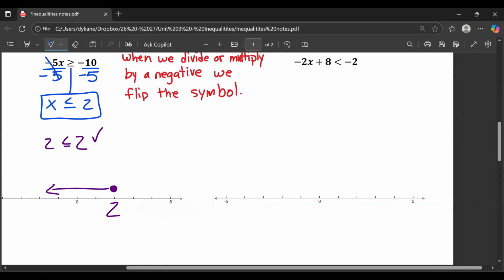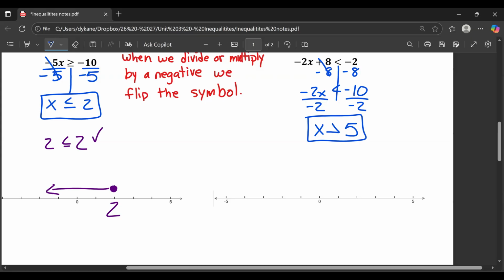So negative 2x plus 8 is less than negative 2. We're just going to start canceling out here. Subtracting 8 on both sides gives me negative 2x is less than negative 10. Now I need to divide by negative 2. I had negative 2x, now I have positive x. That means I have to flip my sign, because I divided by a negative. So I get x is greater than positive 5.